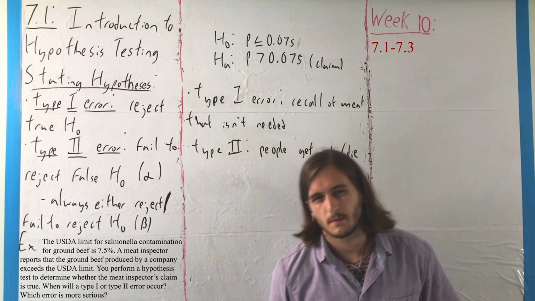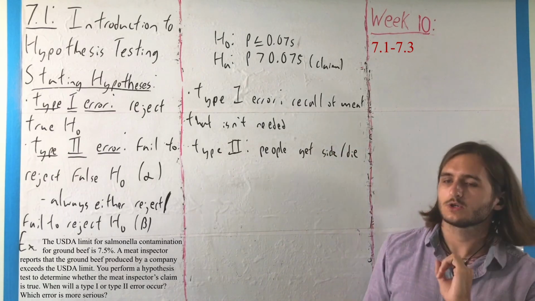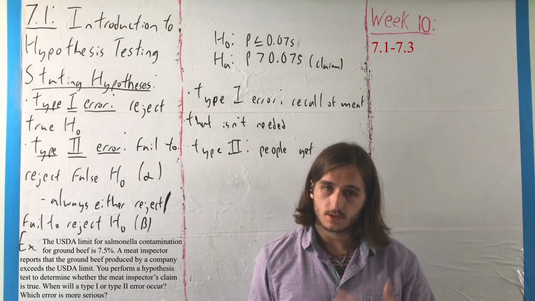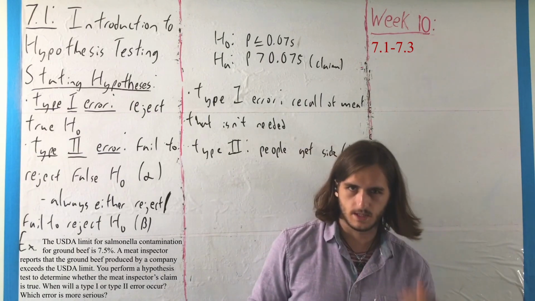Next, we're going to talk a little bit more about what that alpha value actually means, how it can actually be used more reasonably in a hypothesis test through a thing that I mentioned before called the level of significance. We'll see that next.